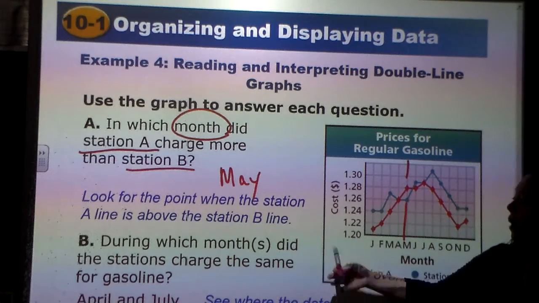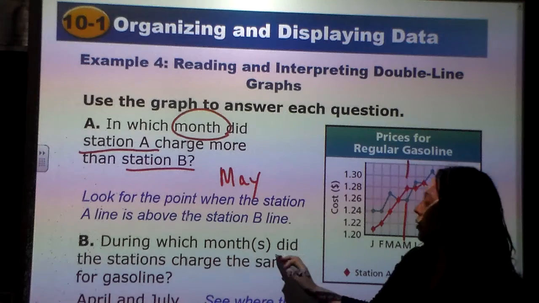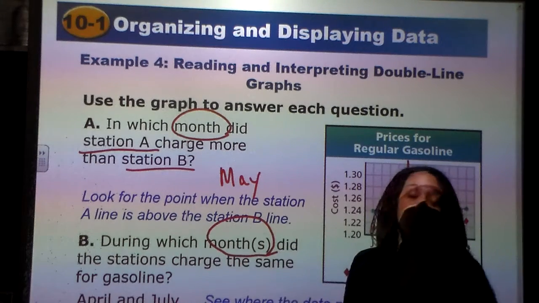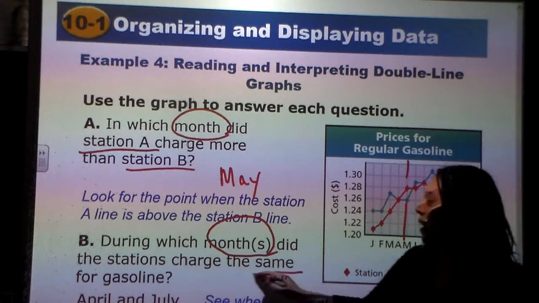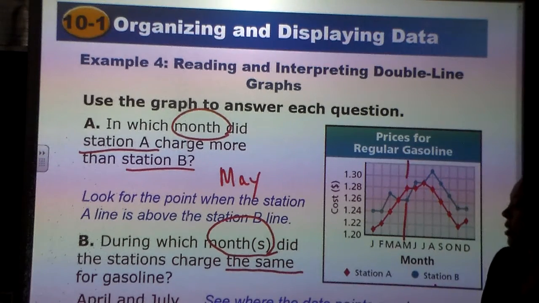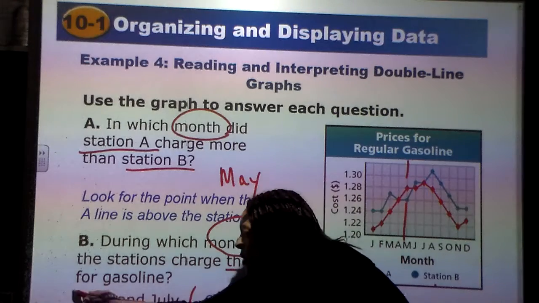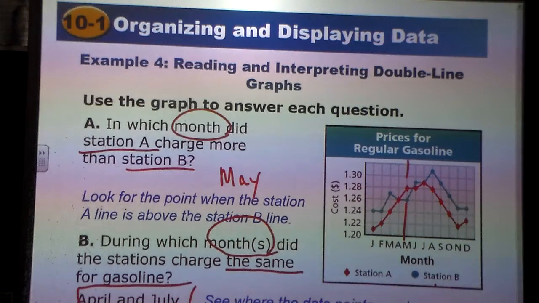Okay, during which month or months, so here you see this one has a plural on it, so it may be one or more. Did the stations charge the same for gasoline? This one I didn't take the answer out, so April and July. Let's take a look and see why April and July.